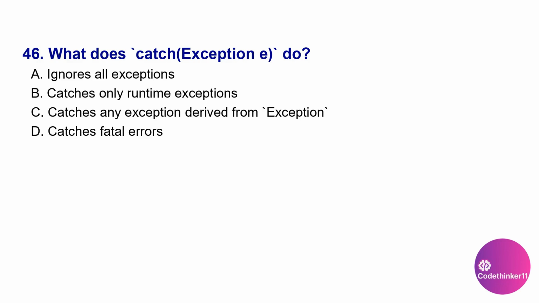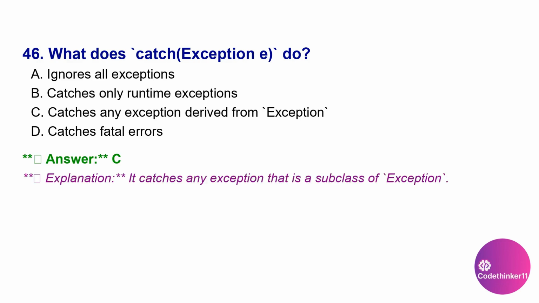Option B. Catches only runtime exceptions. Option C. Catches any exception derived from exception. Option D. Catches fatal errors. The correct answer is option C. Explanation. It catches any exception that is a subclass of exception.